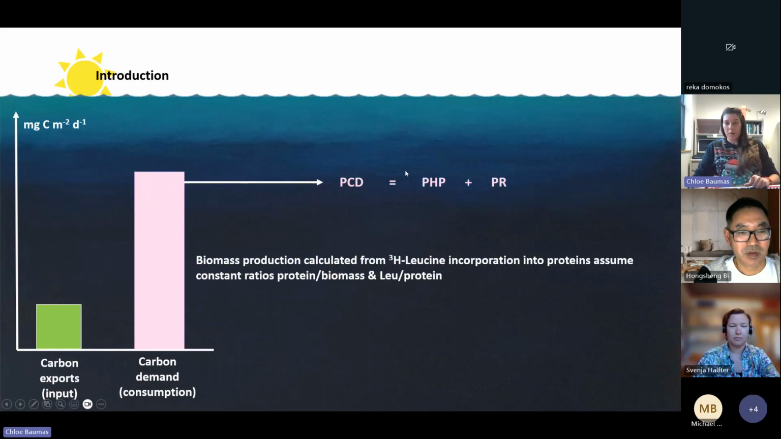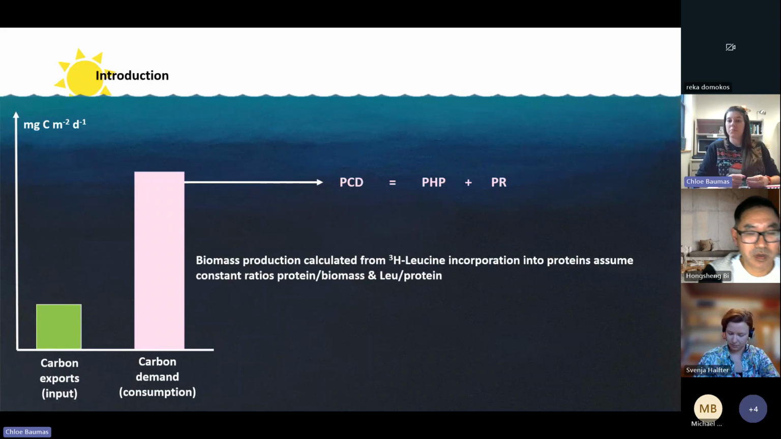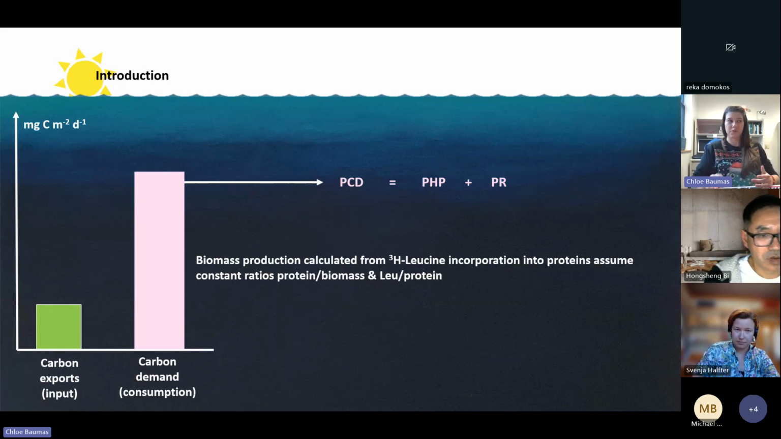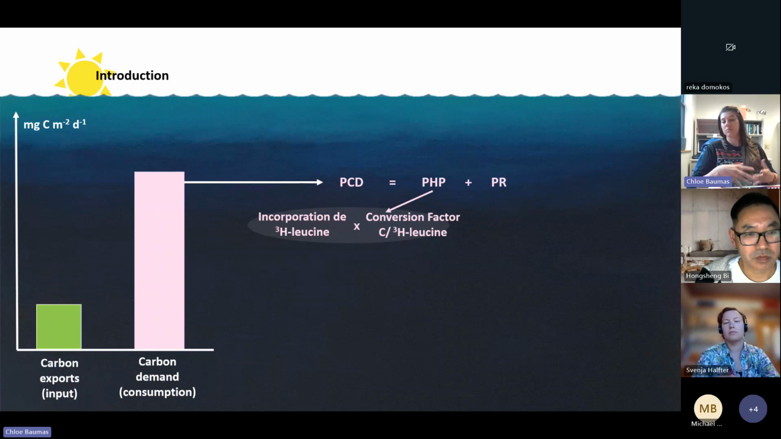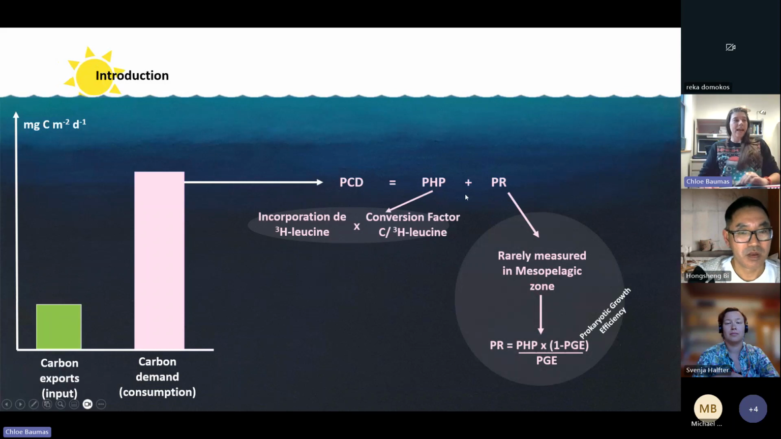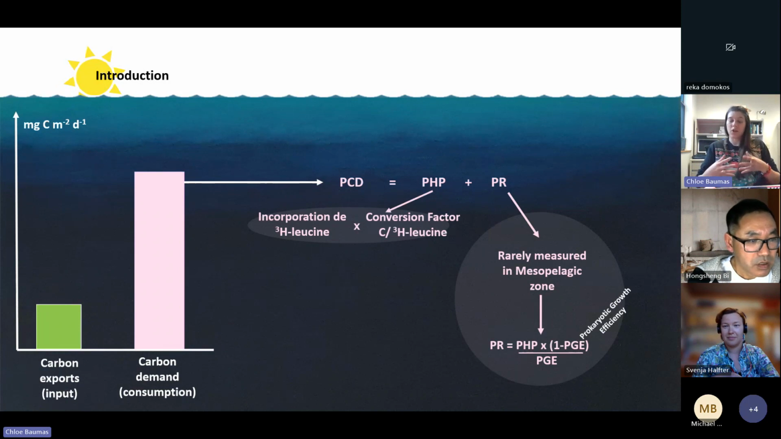So their production of biomass is often measured by radioactive leucine incorporation rates, and this rate is measured assuming stable protein biomass and leucine protein ratios. Then the result is multiplied by a conversion factor, leucine to carbon, to obtain the PHP, the prokaryotic heterotrophic production. And their respiration is not often measured, and there is no real consensus yet on how to measure it properly. So it's estimated from the bacterial production and a prokaryotic growth efficiency.